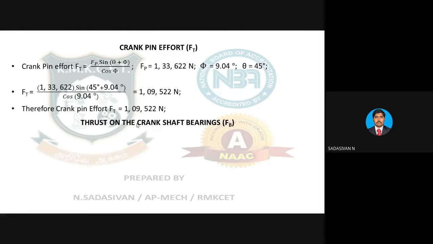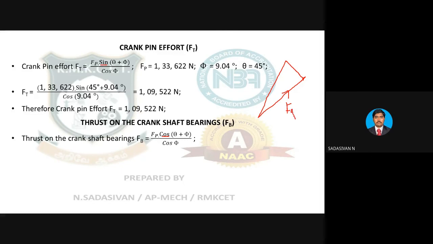Next, thrust on the bearings. Formula is Fp cos of theta plus phi by cos phi. You notice the difference between these two formulas. Here you have a sin, here you have a cos. That is the only difference. Because I already told you, they are the two components of FQ. Connecting rod thrust is divided into two components. Don't forget the fundamentals. FQ, FT, FB.